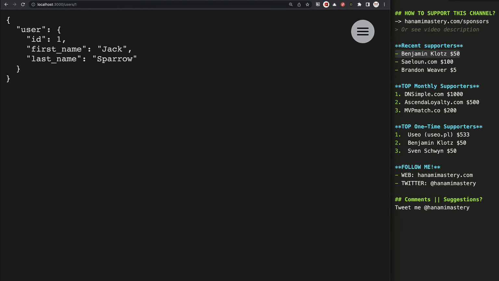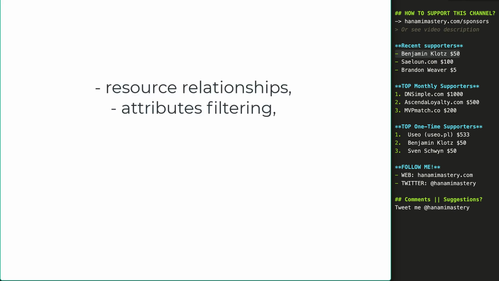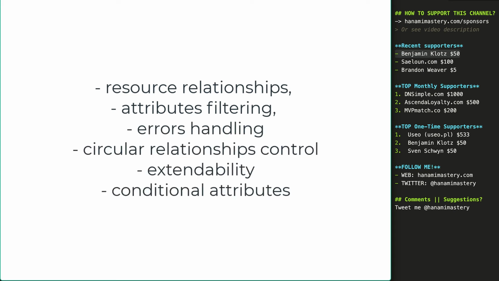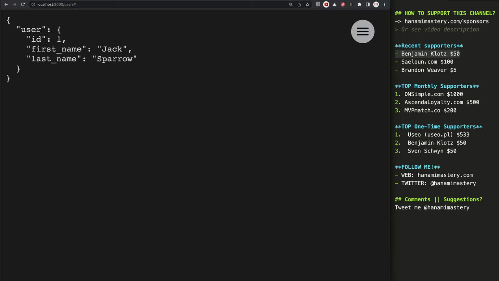As I've said, I barely started covering the features Alba provides. It supports relationships, attributes filtering, error handling, circular relationships control, extendability, conditional attributes, and more. Aside of that, Alba is the fastest Ruby serialization gem out there, with some caveats. For sure, Oj gem is faster, but it's partially written in C. Secondly, at the moment Alba does not support the JSON API standard, which I'm keen to see, and I'm curious how it will perform in comparison with JSON API Serializer, which is optimized exactly for that API standard.